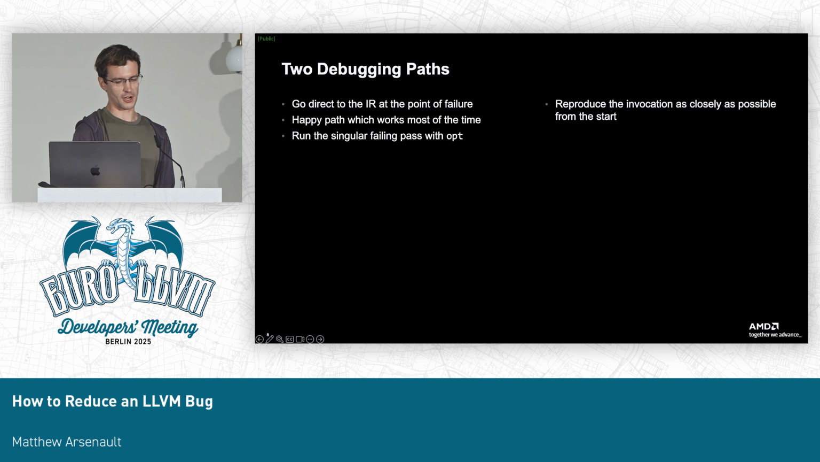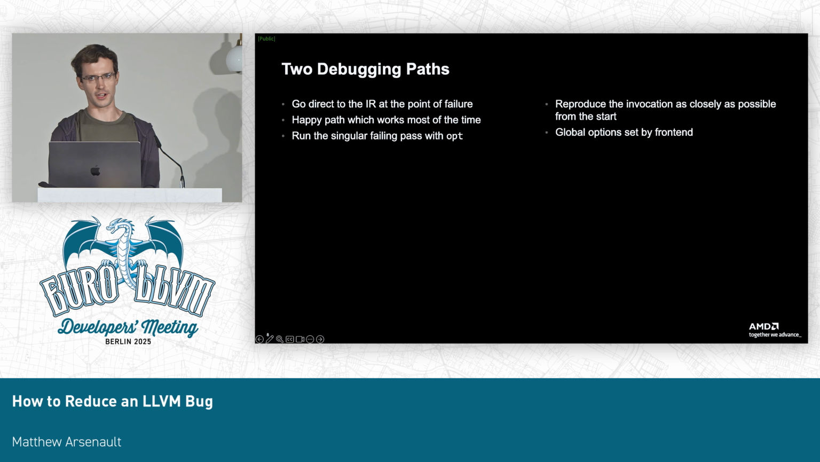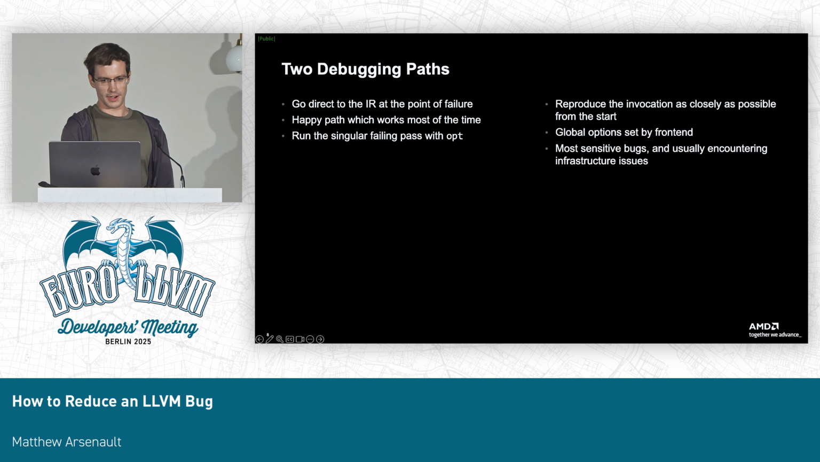Or if it's harder, you can try to reproduce this invocation as closely as possible from the start. There are still things that are not captured in the IR that are only captured in the global command line options that are set in clang. And things are a lot easier once we get to a single reproducer. If you need to do this, you're running into some kind of infrastructure issue that we should probably address.